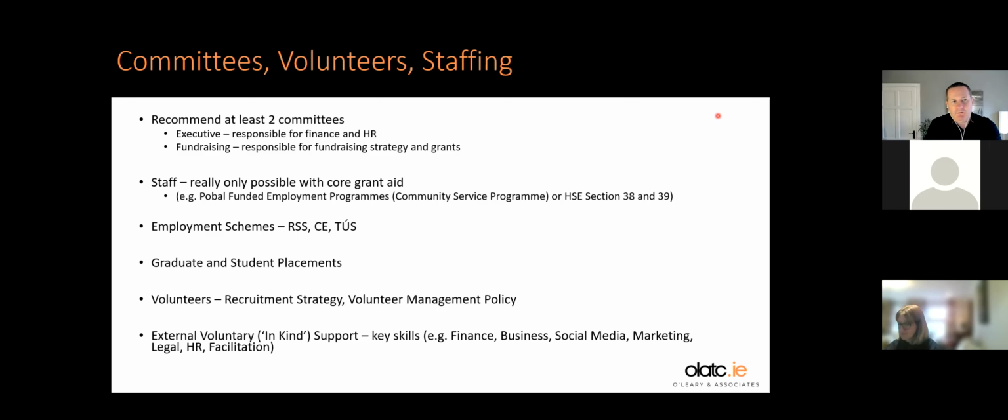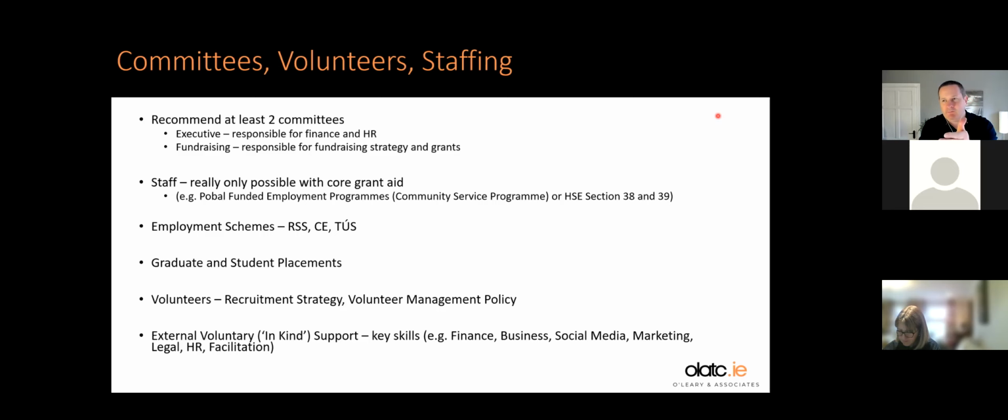I would compare a fundraising committee to being your sales team. If you're a company, your sales team is out there selling for you, bringing in money every single day. Your fundraising committee are the people bringing in the money every month into the organization, whether it be fundraising, sponsorship, or grant aid. It's really important that they're responsible for bringing the money in. There should be a specific team for it. So they're the two teams that I would recommend as a minimum.